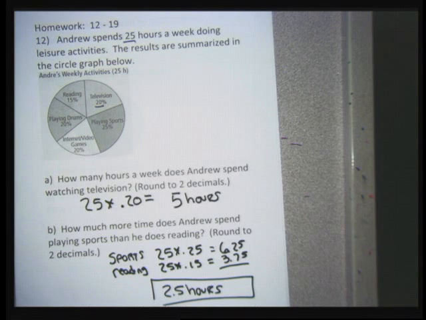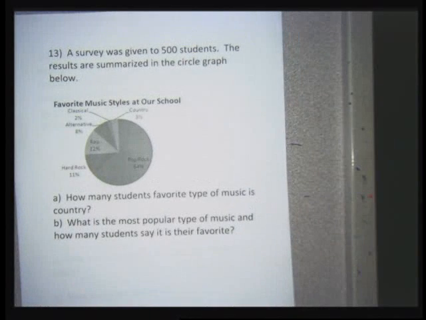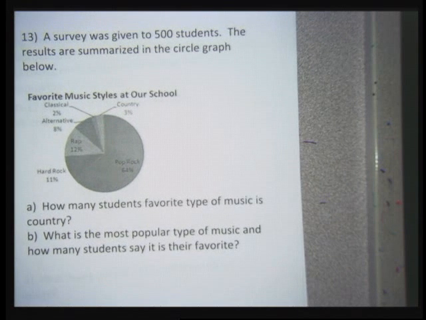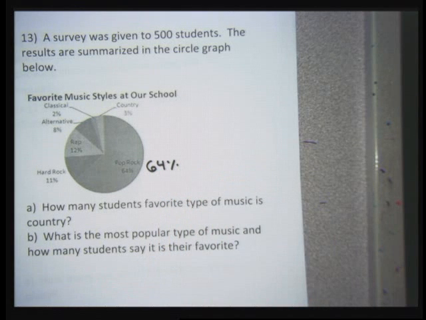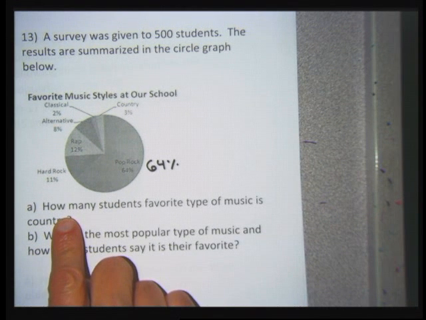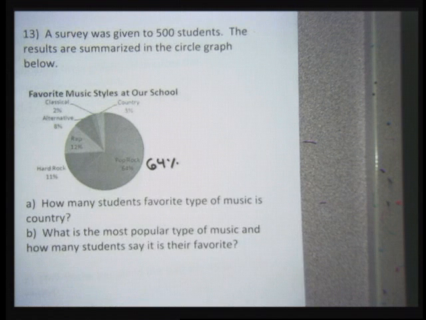So now there should be a similar problem for you to do. It's not as readable here. So a survey was given to 500 students, and they were asked what their favorite music was, and most everybody picked pop, so it's 64% there for pop. I think it's readable, but I can't tell. And so from this, how many students said their favorite type is country, and then what's the most popular type of music, and how many students say it's their favorite. So hopefully you can do those without my guidance. You won't have to do a subtraction one like I did.